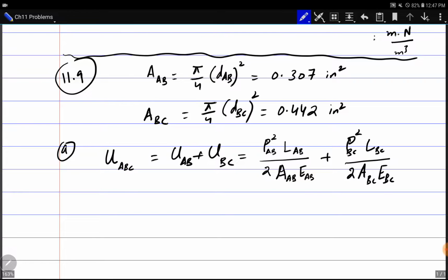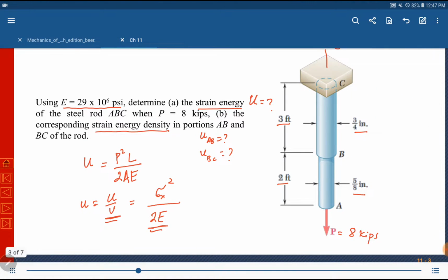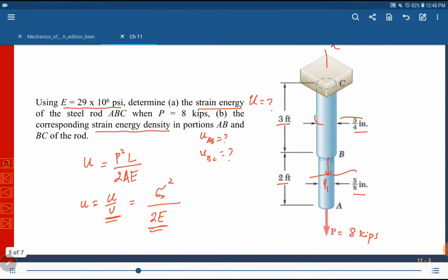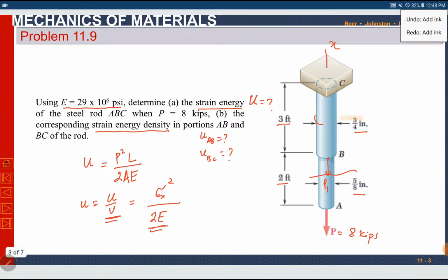In some other problem, it can be different. For example, if you are given a different load here, P1 some other value, then you have to section it here and find P for AB and BC separately. We have done such problems in chapter 2, regarding axial loads, and you can be asked for such problems in your exams. So please be prepared for them.